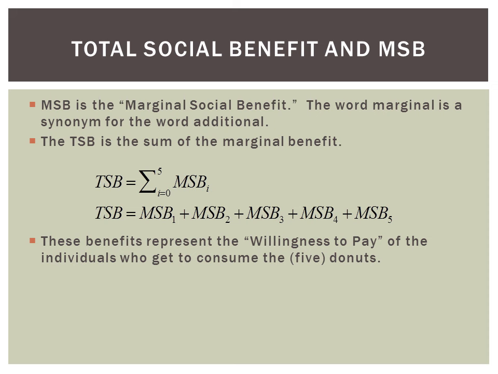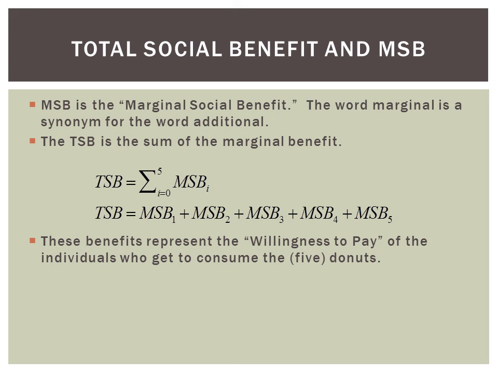The first equation that you see simply says that total social benefit is the sum, and so we have the capital Greek letter sigma there, and an index i equal to 0 to 5, and then we have the marginal social benefit of the ith unit on the right-hand side of the equation. And so that's simply the marginal social benefit of the first, the second, the third, the fourth, and the fifth donut in this case.